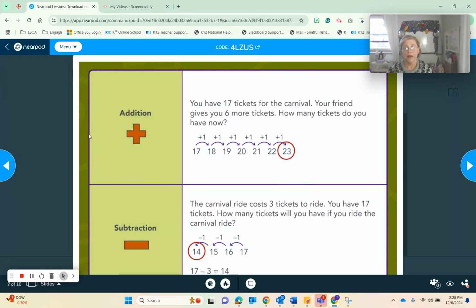So right here for addition, you have 17 tickets for the carnival. Your friend gives you 6 more. How many tickets do you have now? That would be the example that you would drag over, and then you would just solve it. The carnival ride costs 3 tickets to ride. You have 17 tickets. How many tickets will you have if you ride the carnival ride? So that would be the example for subtraction. Then you would just solve it out.